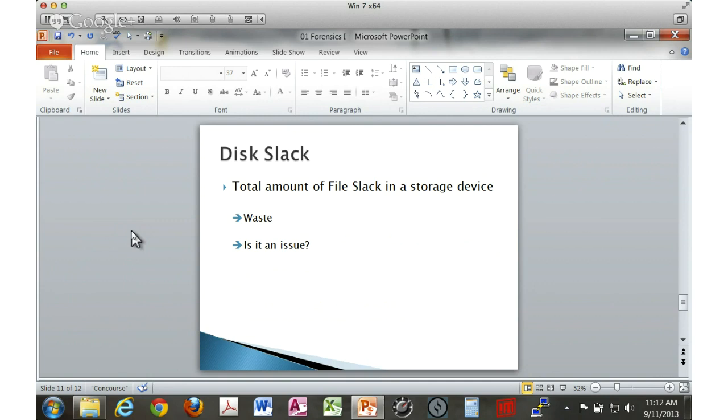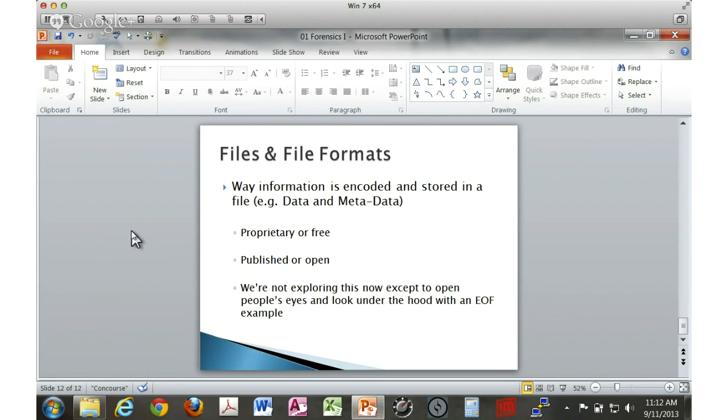Okay, files and file formats. Every file has a format. Okay? And if we really want to understand what's going on, we need to research. We need to understand file formats. Now, typically a file will be composed of both data and metadata. Metadata is data about the data.